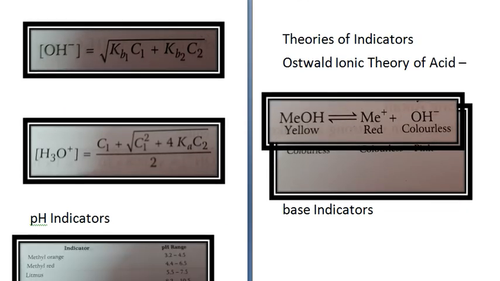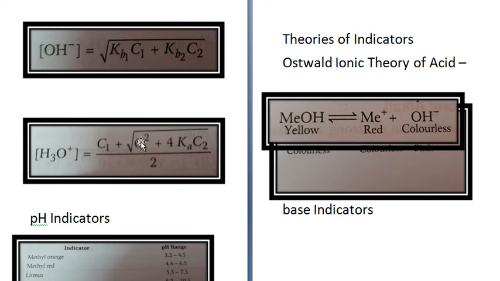Next is the total OH- ion concentration in a mixture of two weak bases. The OH- ion concentration is given by the square root of (Kb1C1 plus Kb2C2). Here Kb1 and Kb2 are the ionization constants of the two weak bases respectively, and C1, C2 are their molar concentrations.